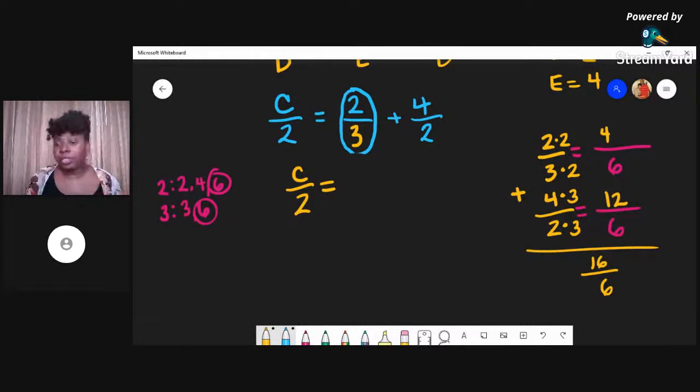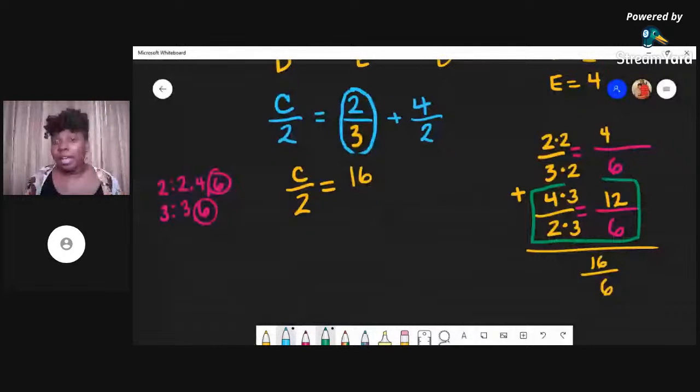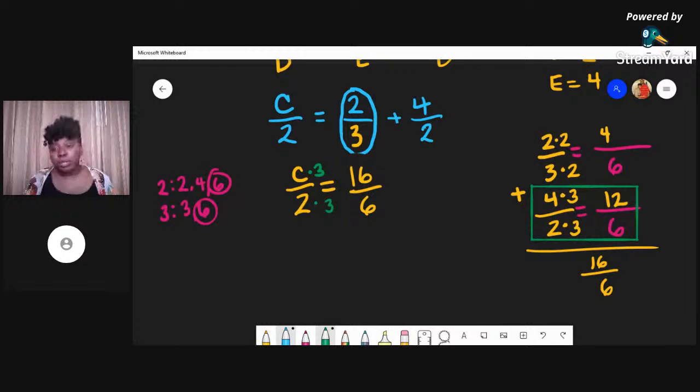C over 2 equals 16 sixths. Okay. Again, let me teach you how to make your life very simple. Please do. Okay. So these are 2 equal fractions. It's the same thing you did right here when you had 2 equal fractions. Okay. 16 sixths. So 2 times what equals 6? 3. Okay. So something times 3 equals 16.